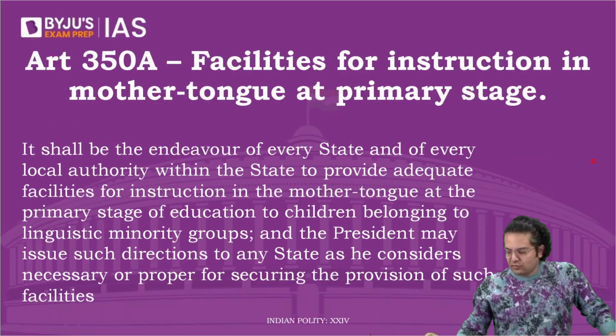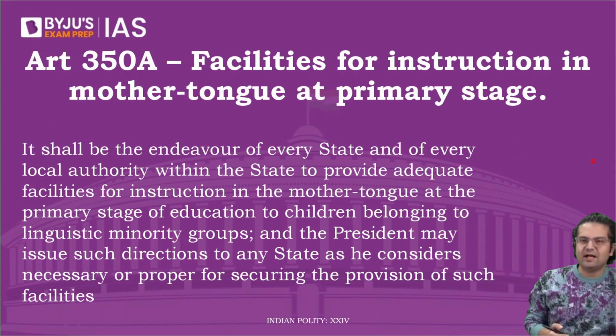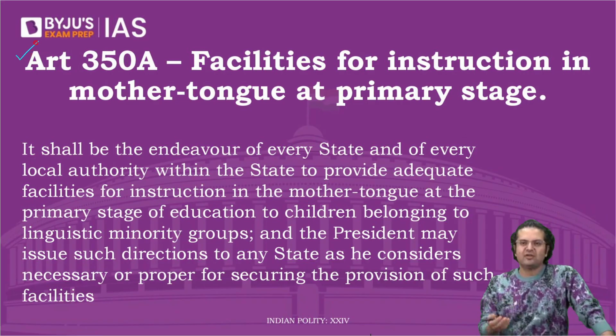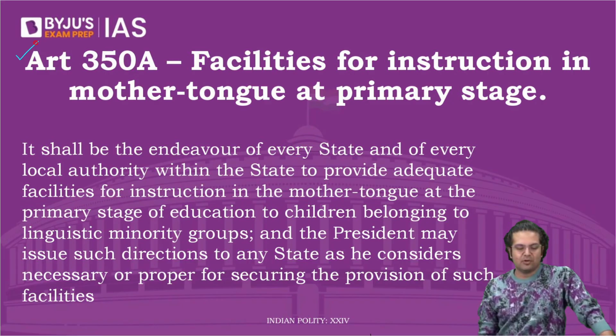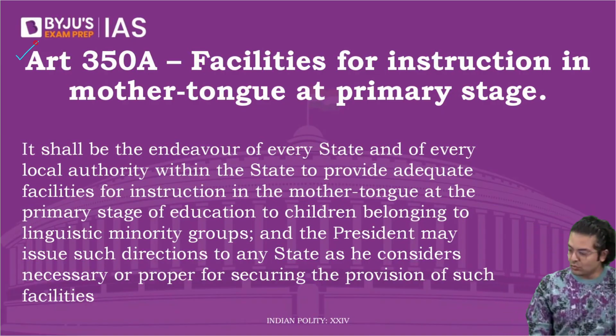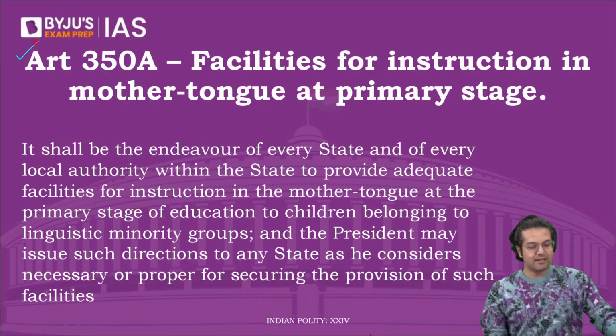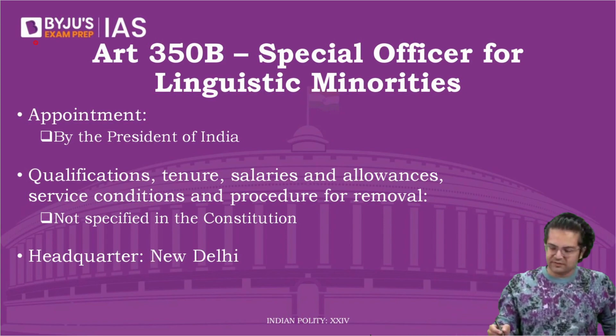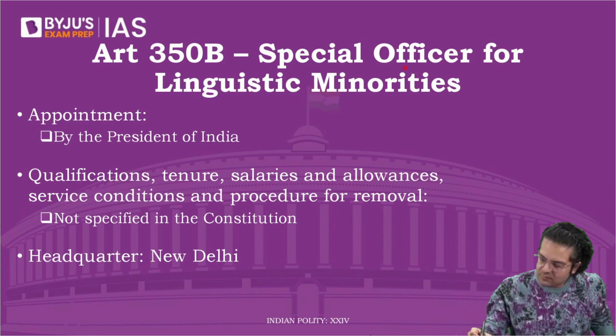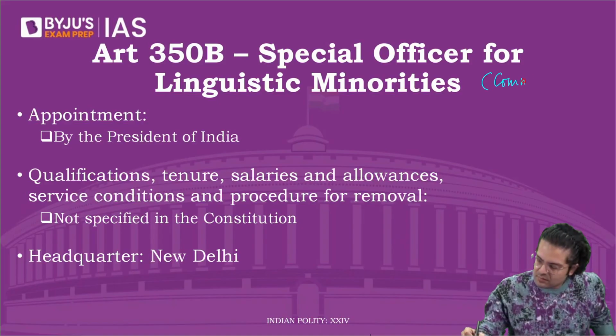Now we have seen this also, Article 350A, that for the linguistic minority groups, their kids will have to be taught at the primary stage in the mother tongue, which will ensure the protection of the linguistic minority groups. And then 350B, Special Officer for Linguistic Minorities. This person is called the Commissioner for Linguistic Minorities.